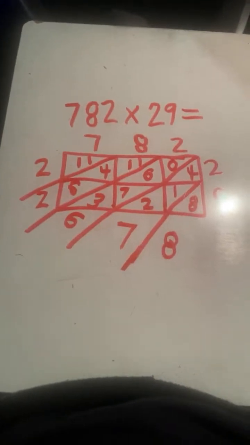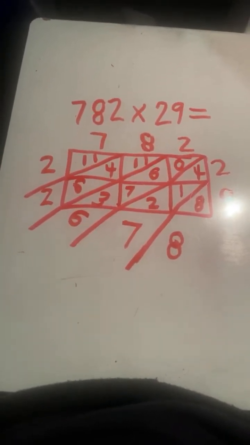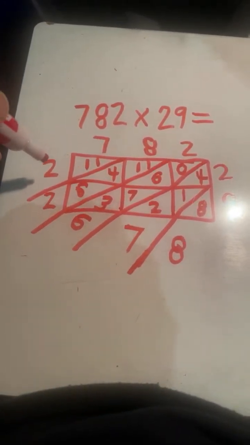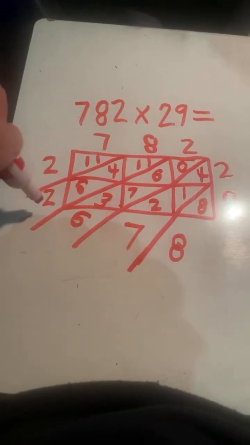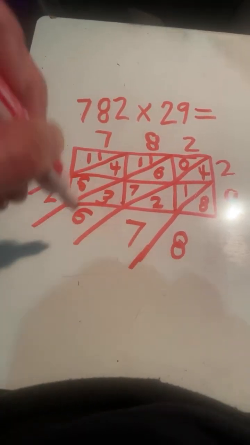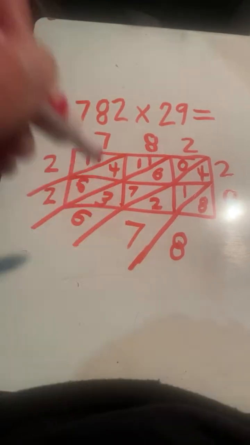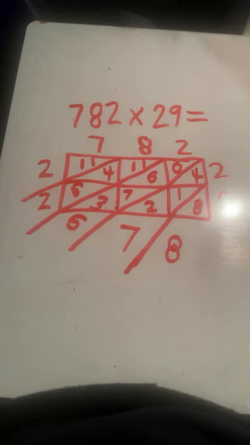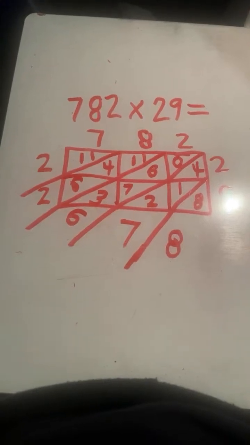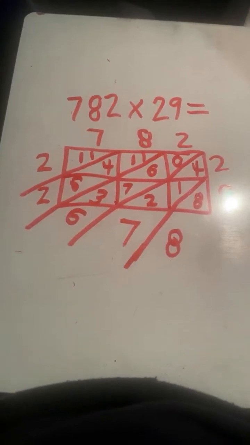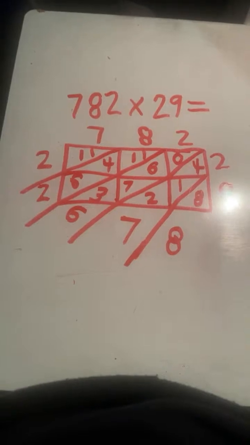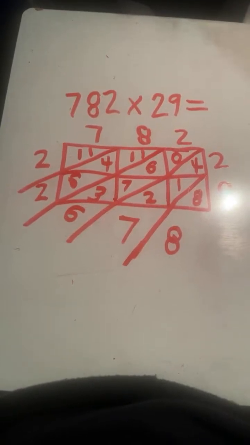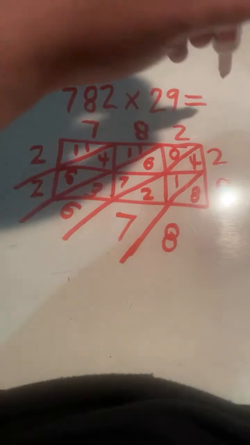Now we read the number going from left to right. So we have a 2 in the 10,000s place, a 2 in the thousands place, a 6 in the hundreds place, a 7 in the tens place. So we have our final answer. 782 times 29 equals 22,678.